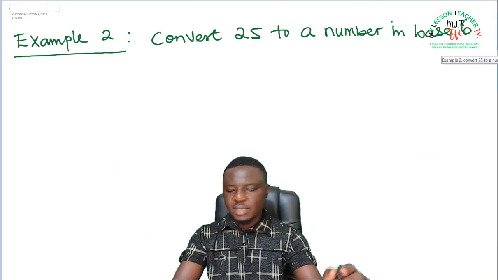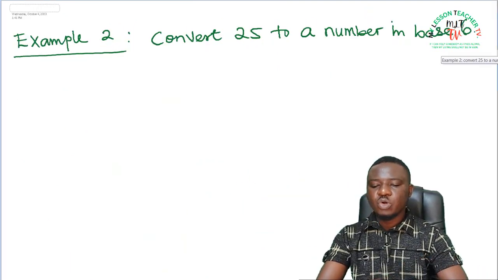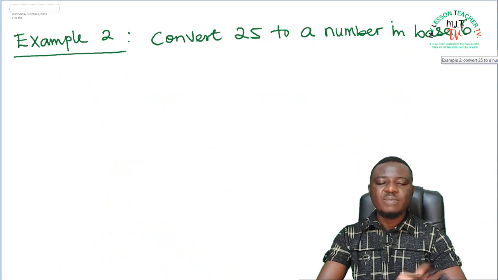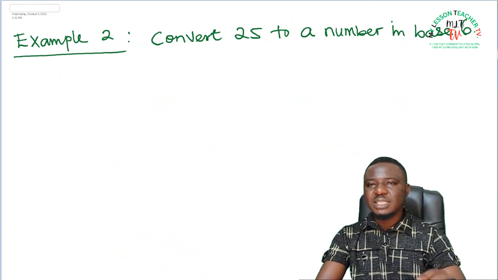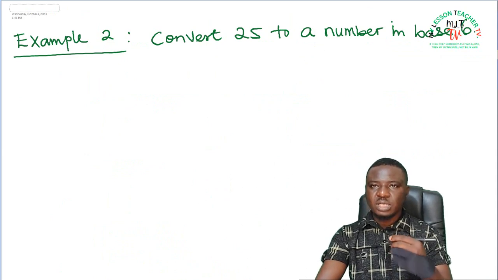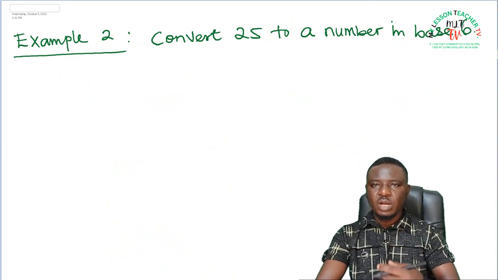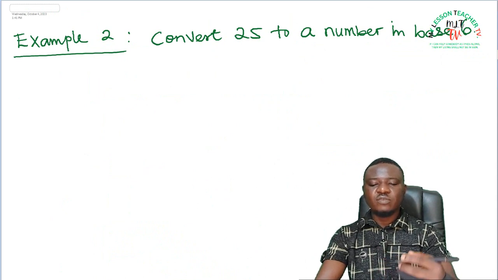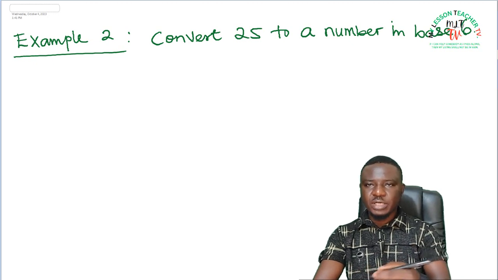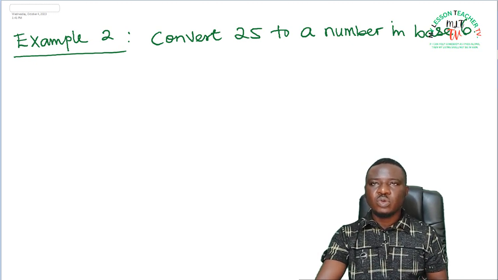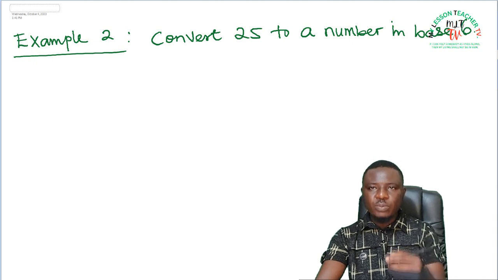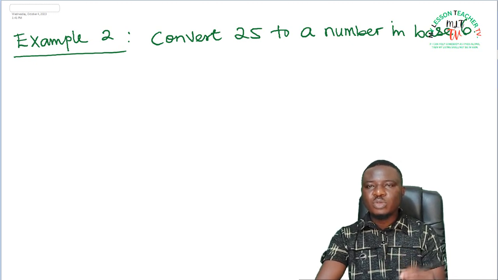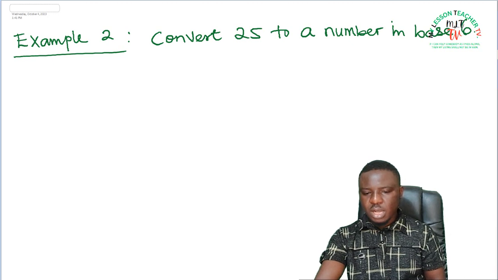Let's take more examples. Example 2 says we should convert 25 to a number in base 6. Now, I'm not going to be using the tally system because that is just a revision on how they are gotten. How do I convert 25 to a number in base 6 other than drawing? You may be given, for example, to convert 1000 to a digit in base 2. Do we keep drawing the zeros? No. So we are going to be using the long division method.